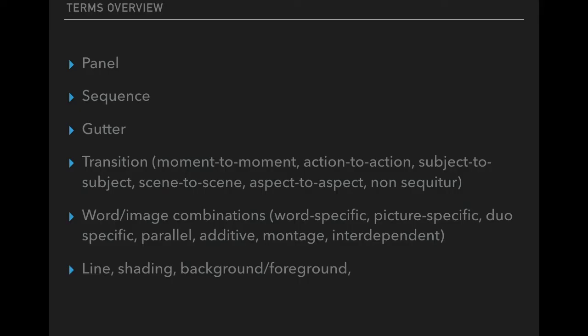Okay, here's the term overview. Panel, sequence, gutter, transition, word-image combinations. Then I just sort of grouped the last ones together: line, shading, background, and foreground. Now, what the heck, right? We're supposed to have all of these terms in our head every time we look at a page. Is that it? No, that's not it.